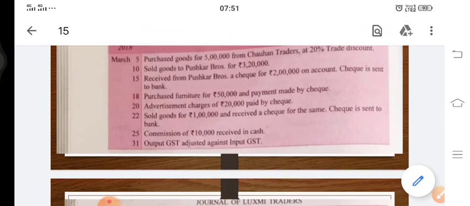Okay, the next point we have is advertisement charges of rupees 20,000 paid by check. This is also an expenditure and this also needs to pay GST. Now since we have paid advertisement charges of 20,000, we have to pay it along with GST. And since we are paying it by check, that means it will be credited by bank. Let's check the entry.